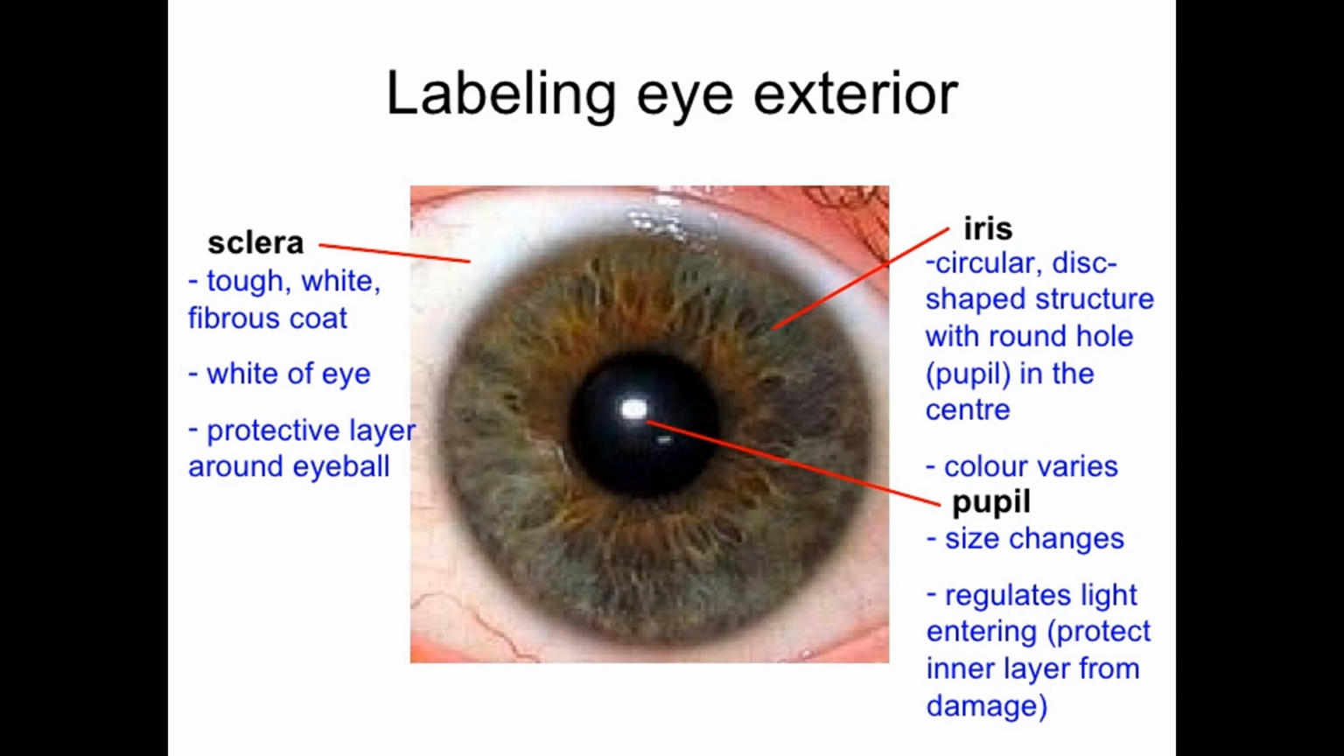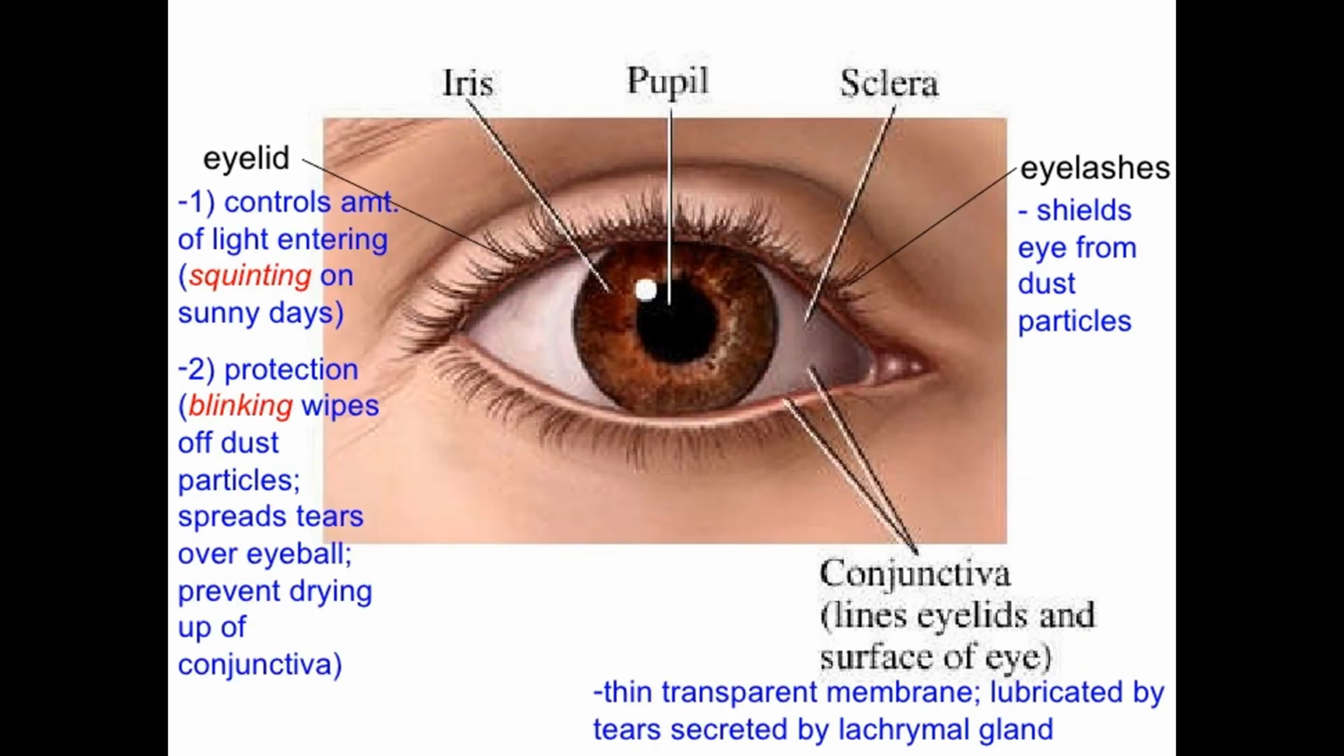When we label the exterior, we have the sclera. The sclera is a tough white fibrous coat, the white of the eye, and a protective layer around the eyeball. Then you have the iris, which is a circular disc-shaped structure with a round hole, the pupil, in the center. The color varies. For the pupil, the size changes. It regulates light entering and protects the inner layer from damage.